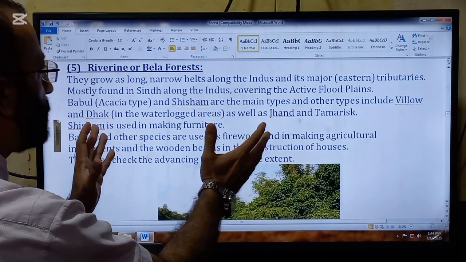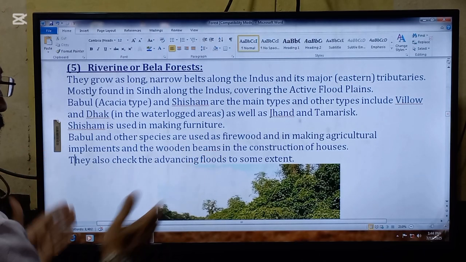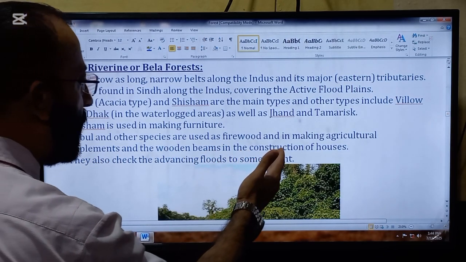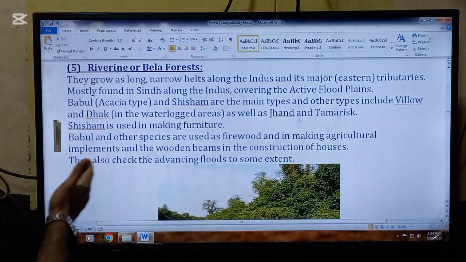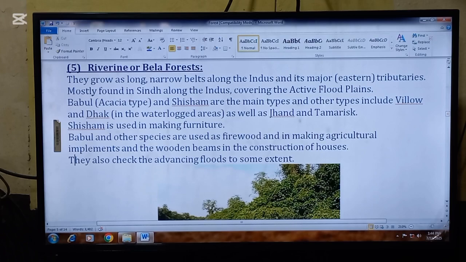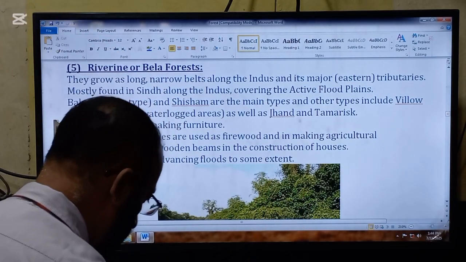So these are the types available in riverine or bella forest and their uses. Babul and other species are used as firewood and in making agricultural implements and the wooden beams in the construction of the houses. They also check the advancing of the floods to some extent.